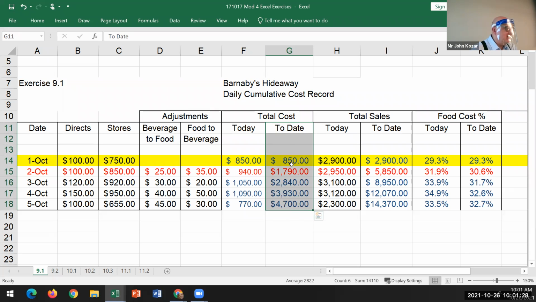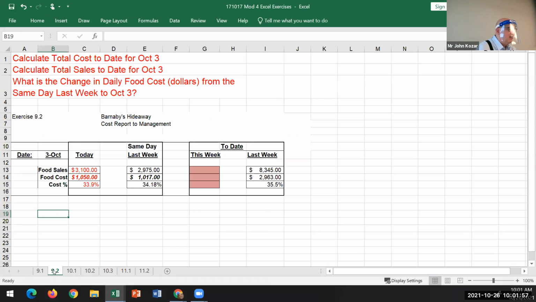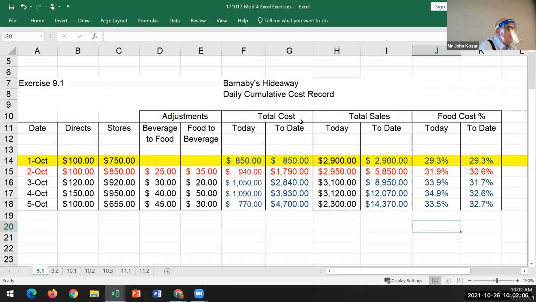This total cost to date keeps increasing because we're adding in each individual day as we go. Same thing with sales. And then your food cost percent, you have to calculate using the to-date numbers for this column and the today numbers. Anybody else have questions on that? And then for the week to date, we'll just go back over and look at the to-date columns.